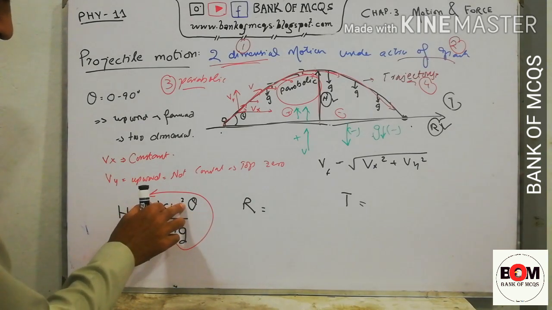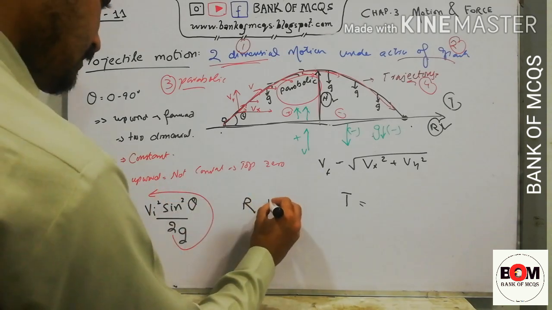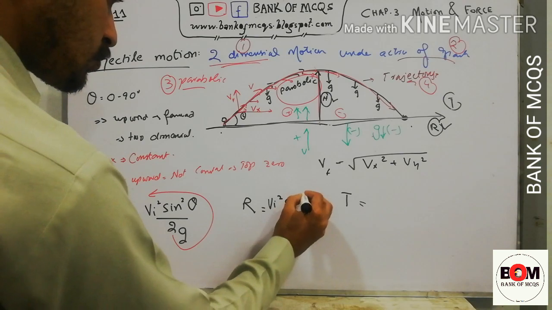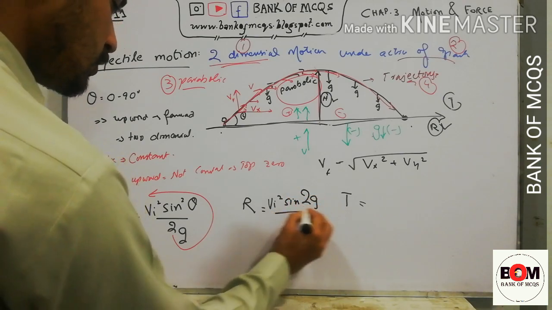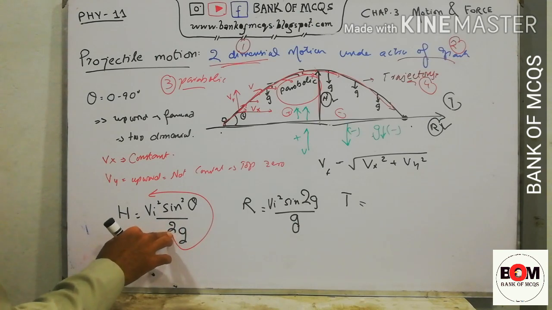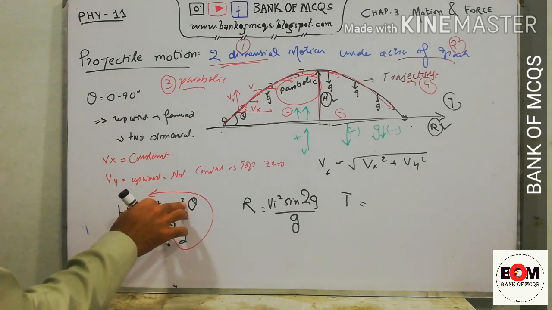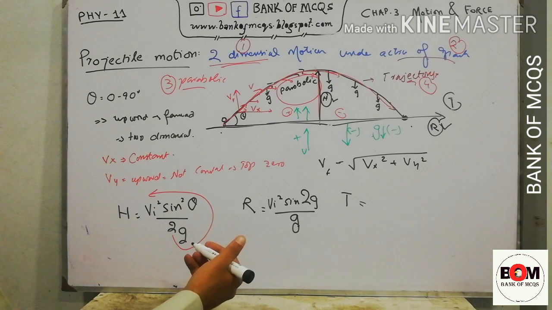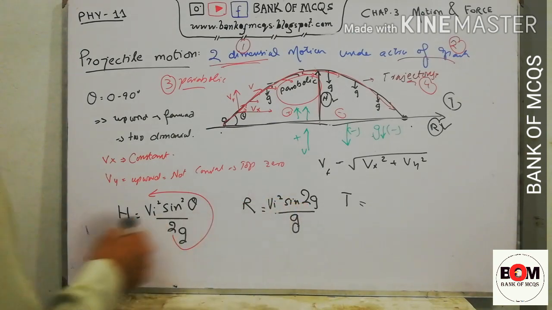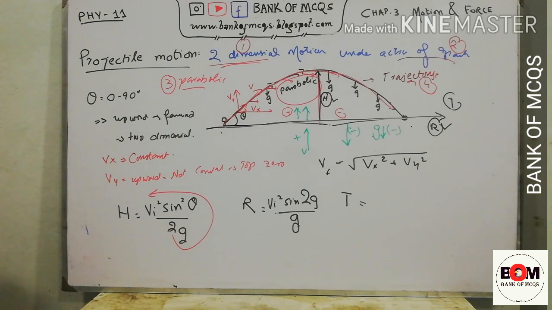So in the second case, if we remove this 2, then the other 2 will increase its size, and we will get v i square same as this, and sine 2 theta divided by g. So if we remove this g, the size of this 2 increases. This is my self-made formula. So this formula will become v i square sine 2 theta divided by g. This was the formula for r.